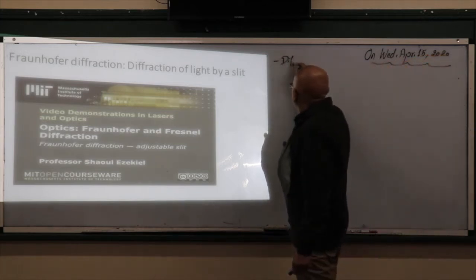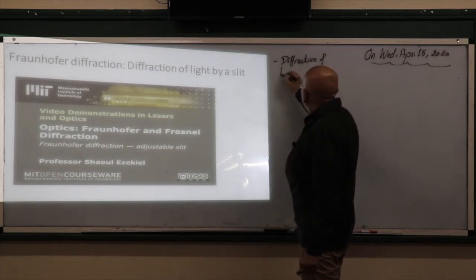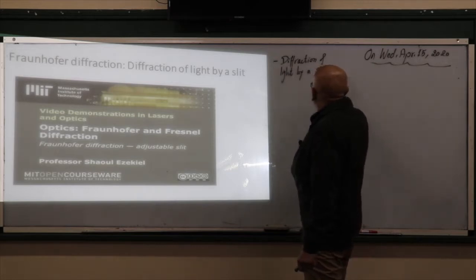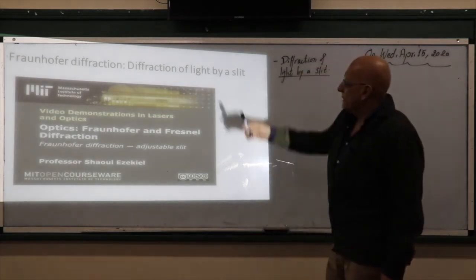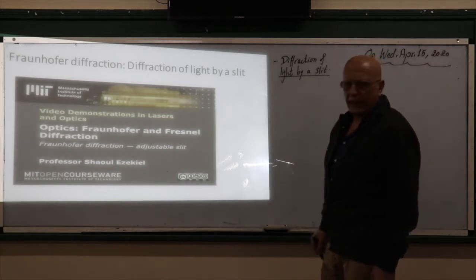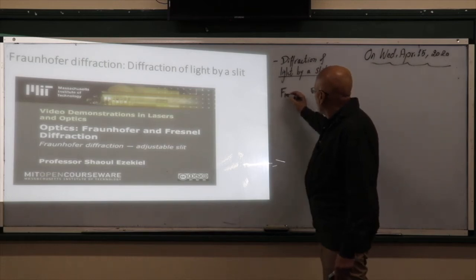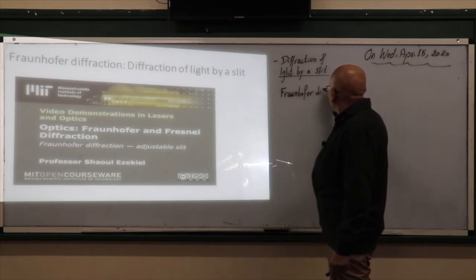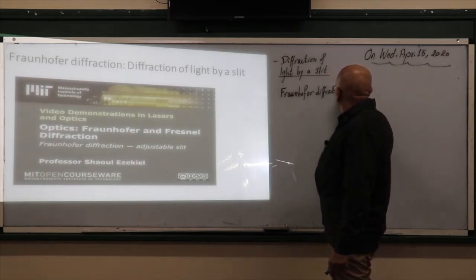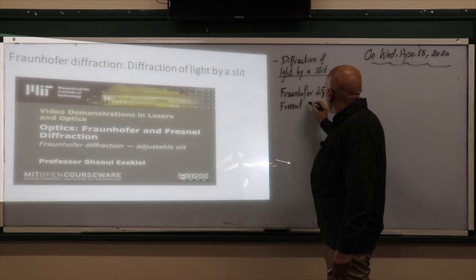Diffraction of light by a slit. If you look at the title here, it is written Fraunhofer diffraction. There are two types of diffraction. You have Fraunhofer diffraction and you have Fresnel diffraction.